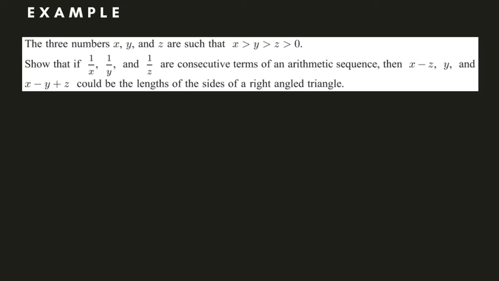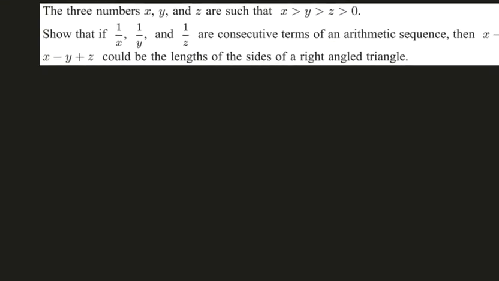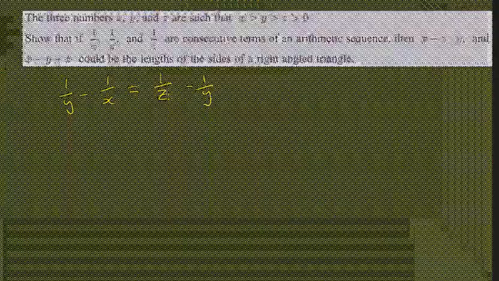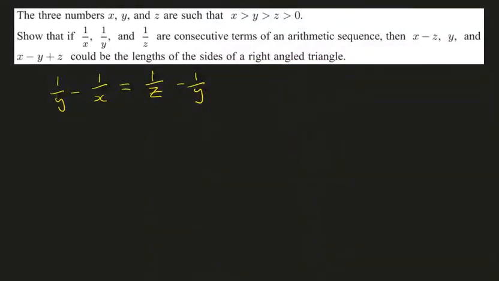Okay, so let's start with the first thing I've mentioned, right? That common difference. So if I start with the common difference, then that will mean that 1 over y minus 1 over x must be equal to 1 over z minus 1 over y. That has to be true. And if we are thinking about Pythagoras, and we're thinking about the size of those numbers, then another thing must be true as well. Let's write that down too.